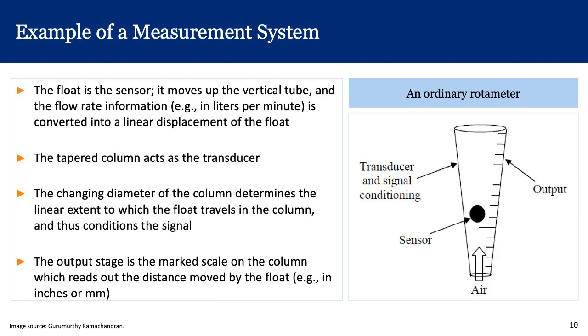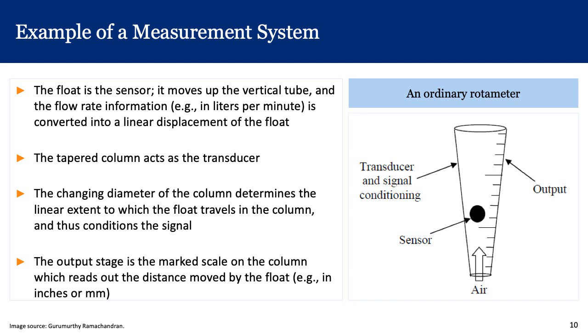A concrete example of a measurement system is shown in this slide, and we're going to use the example of an instrument that is used to measure airflow, called a rotameter. A rotameter is essentially a tapered tube, as shown on the right-hand side of this slide. There is a ball inside this tapered tube, and air enters from the narrow end of the tapered cylinder and exits from the top, which is the wider end.